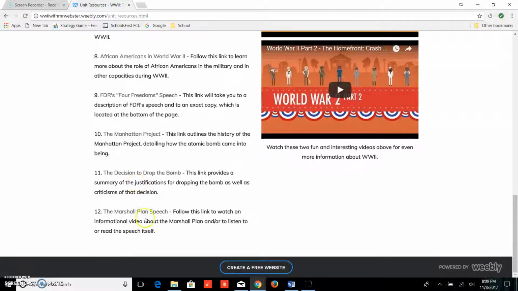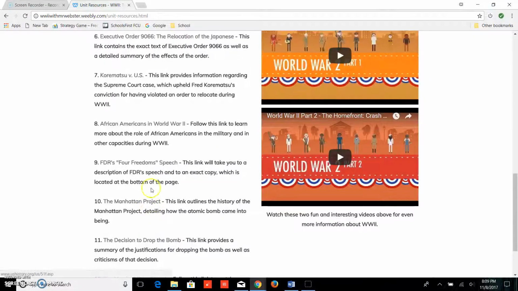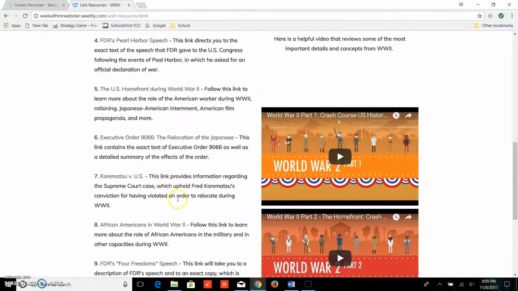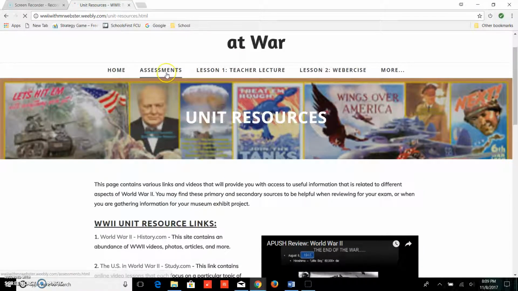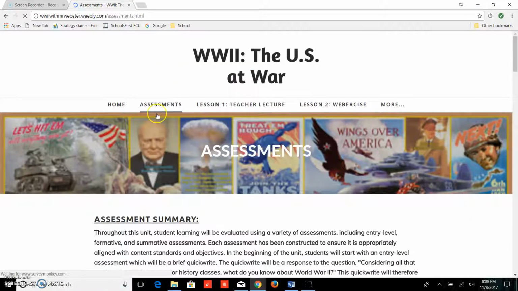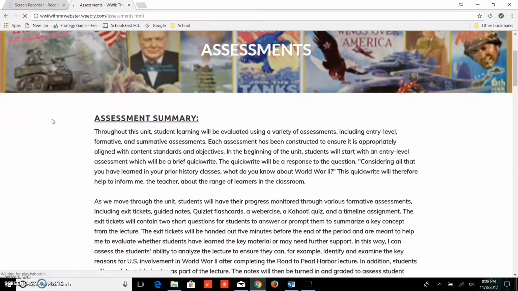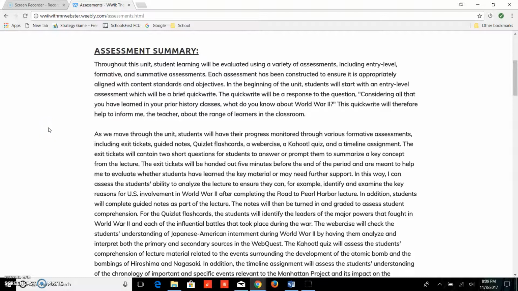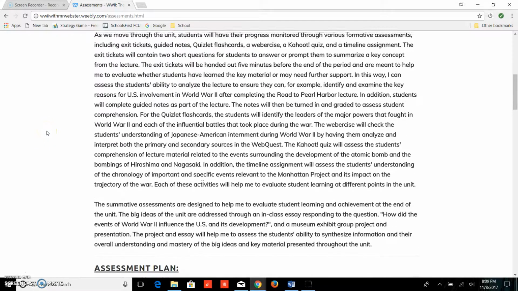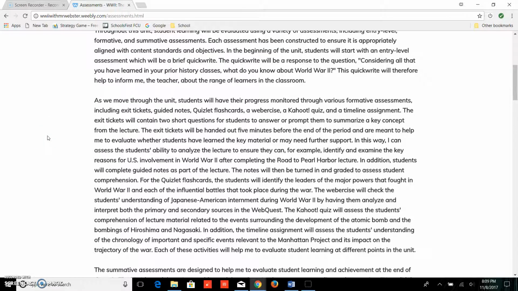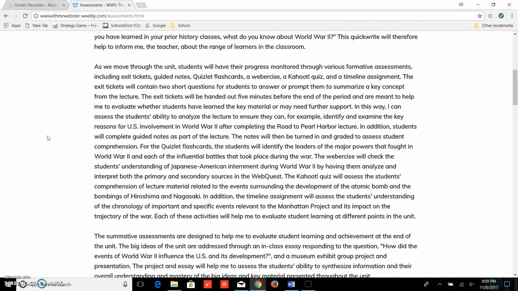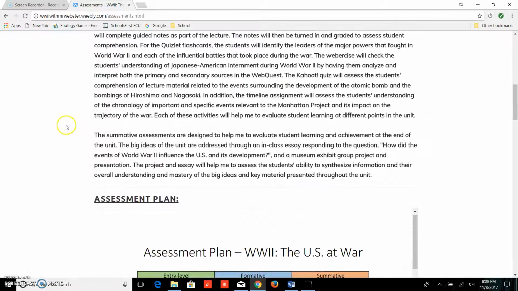into completing the lessons that I mentioned before. And over here I have the assessments page right here. This page includes a summary of how students will be evaluated during this unit, from the entry level to the formative to the summative, and how those will help me to determine whether or not students have met the objectives that I've set for them.